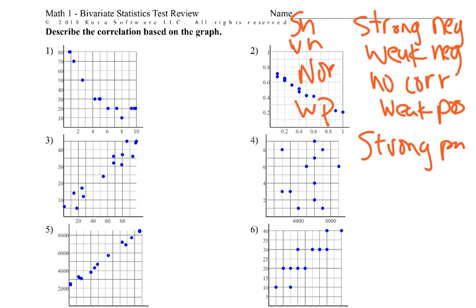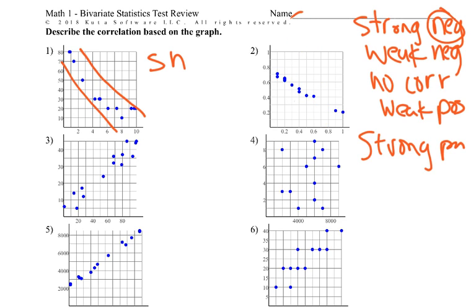So if we look at number 1, we're looking at how close together the points are aligned. It's going down as we look left to right, so it's definitely negative, and they're pretty close together. I'd probably call that a strong negative. If we look at number 2, this one's definitely a strong negative. This one's probably barely a strong negative. This one definitely is a strong negative.